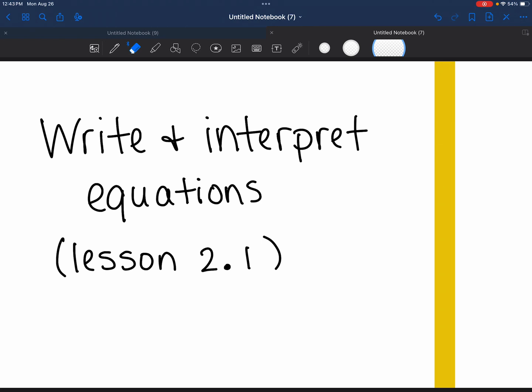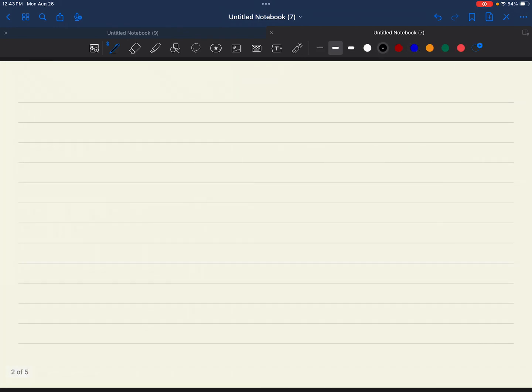So today we're going to be writing out equations. That means they have to include an equal sign. If you don't include an equal sign, then it would not be correct. Okay? Yes? Yes. All right. Here we go.